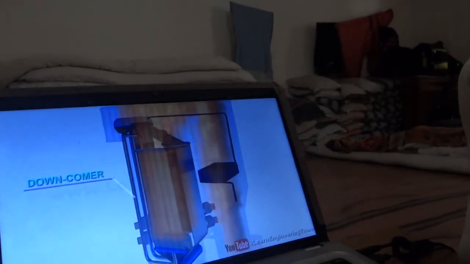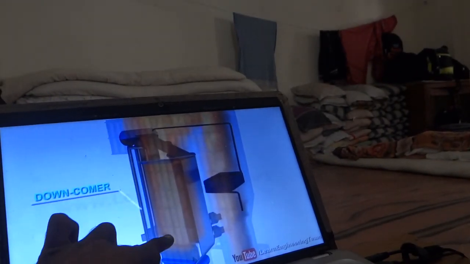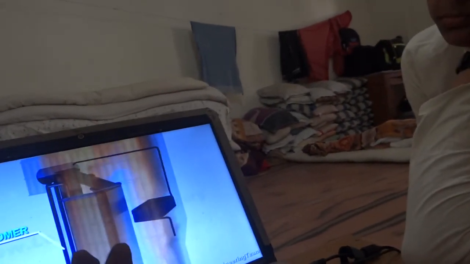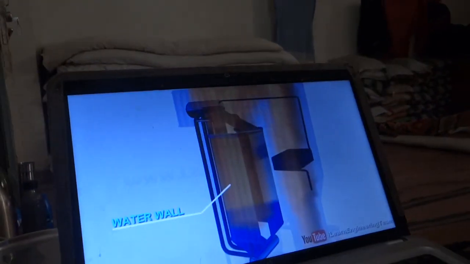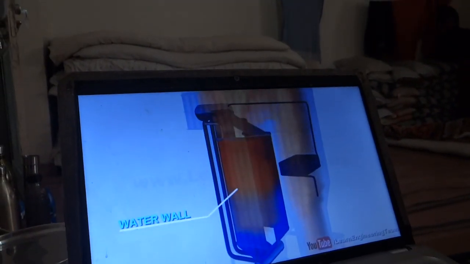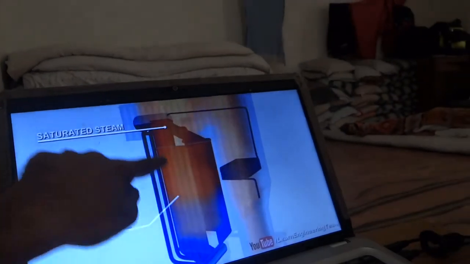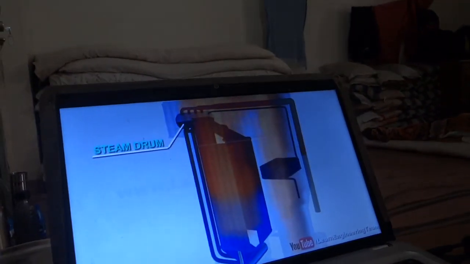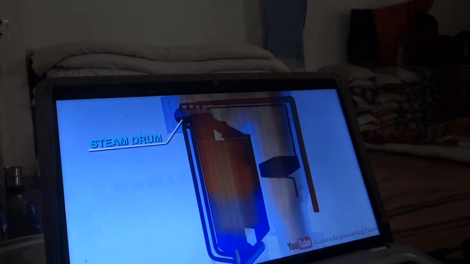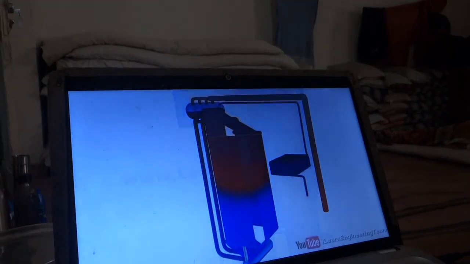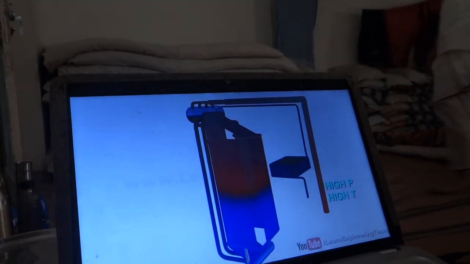The water coming here flows through a downcomer. Here the coal is sprayed, and then flue gases go through the water walls, where the water transforms into steam. The pure steam is separated in a drum. Now, the working fluid is back to its original state, high pressure and high temperature.